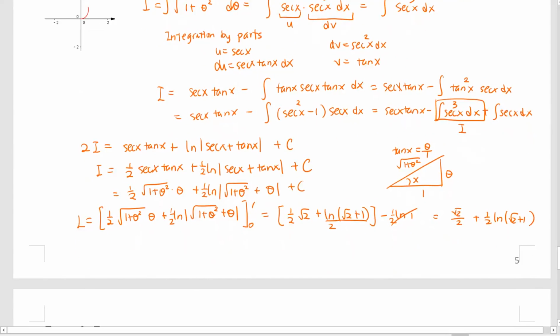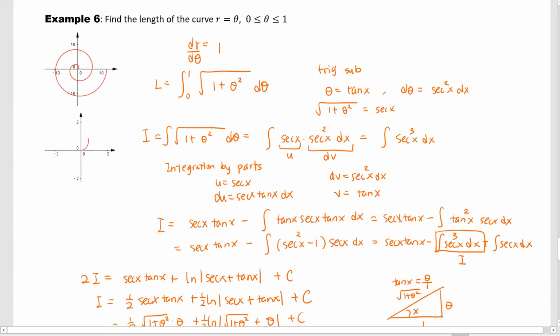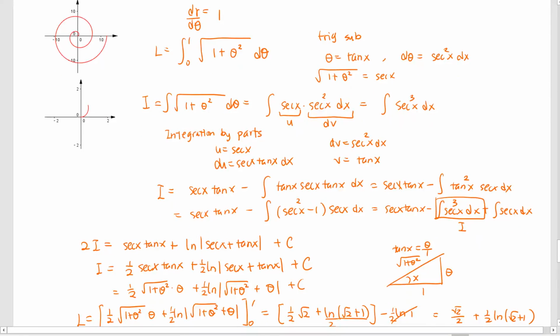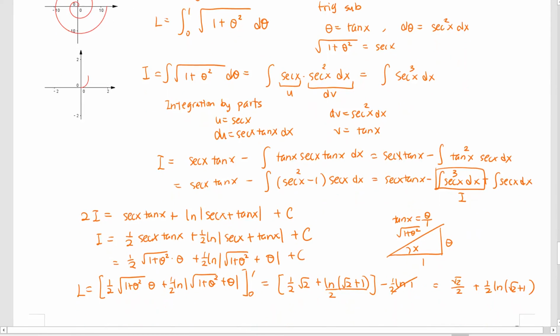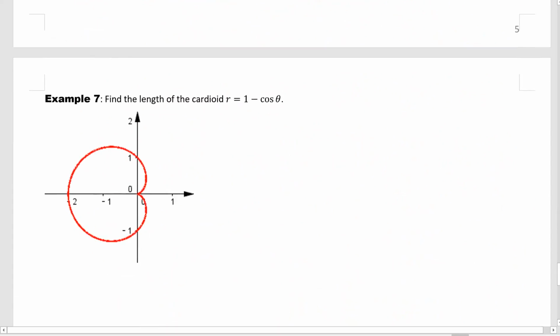Yes, so this example is quite challenging because it involved polar coordinates, the trig substitution, integration by parts, and the trig identities.